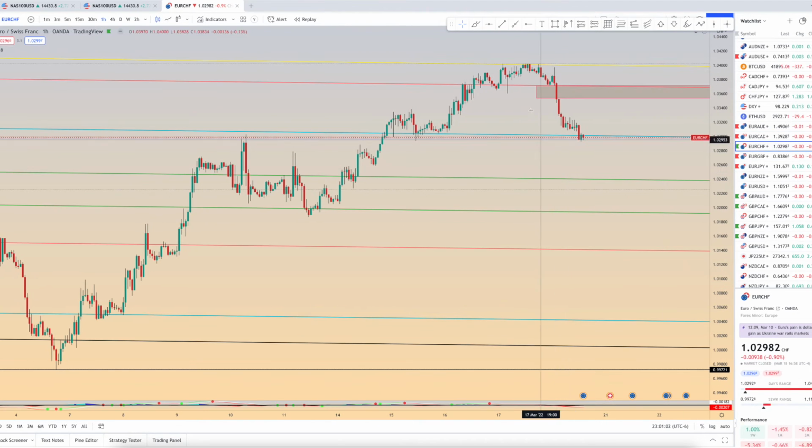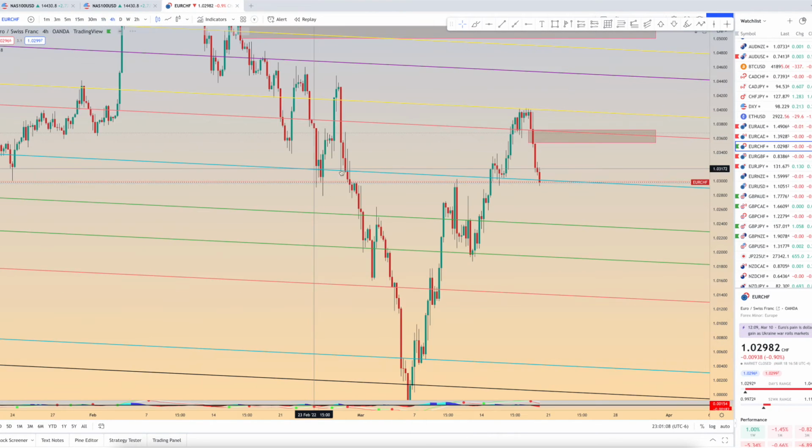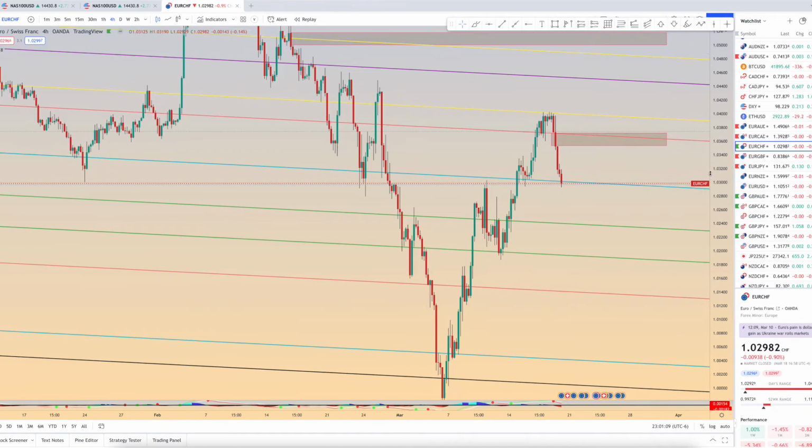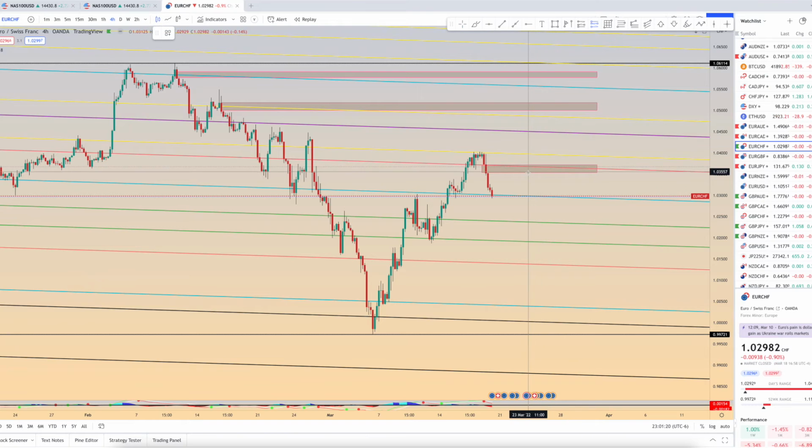Alright, Euro CHF. There's just an imbalance that formed up here on one of the candles on the 1 hour. All that tells me is that it's still going to be heading down, but it could just quickly pop up and close that imbalance before going lower. So, nice potential entry to take from that area.